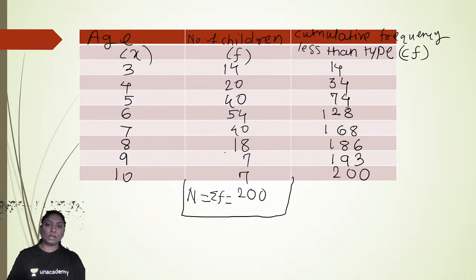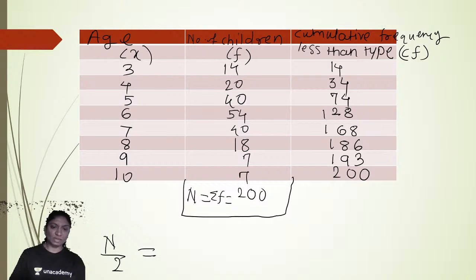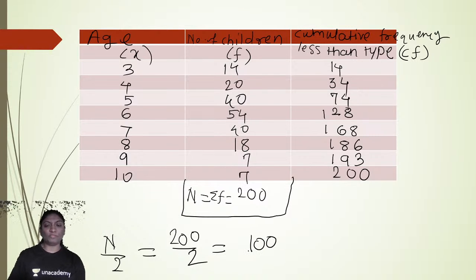Now, whenever there is a less than type frequency, n is equal to summation of f, that is equal to 200, right? So n by 2 can be found as per our formula for the median. n by 2 is equal to 200 by 2, which is 100. So wherever cumulative frequency exceeds 100, that will be your median class.